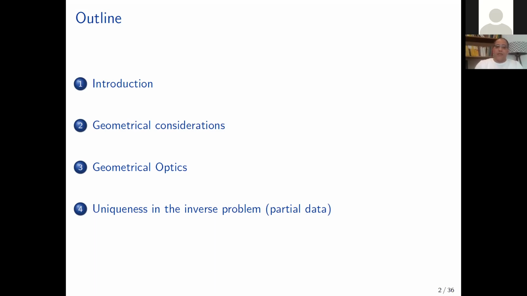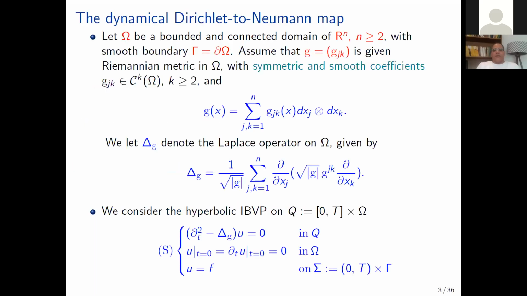Okay, let me start with a precise description of the problem. Then I consider Omega, a bounded connected domain of R^n, n at least equal to 2, with a smooth boundary Gamma. And we assume that Omega is equipped with a metric G with coefficients g_jk smooth and symmetric. Then we can define the Laplace operator corresponding to the metric G by this expression.